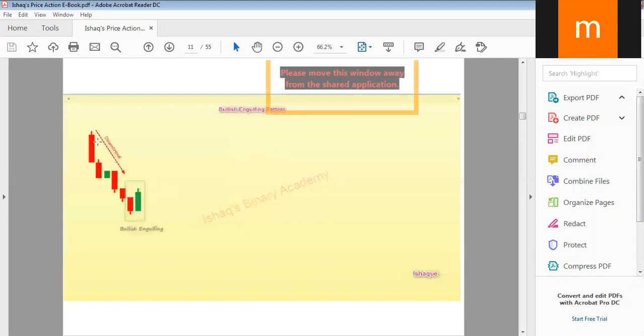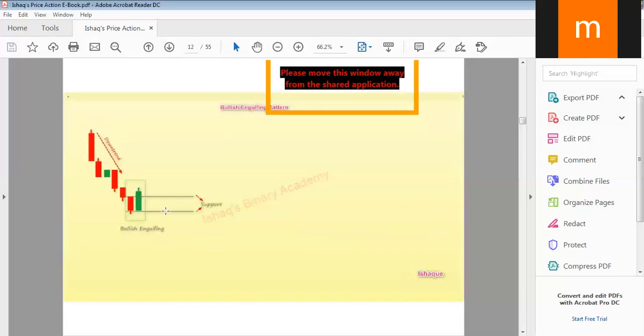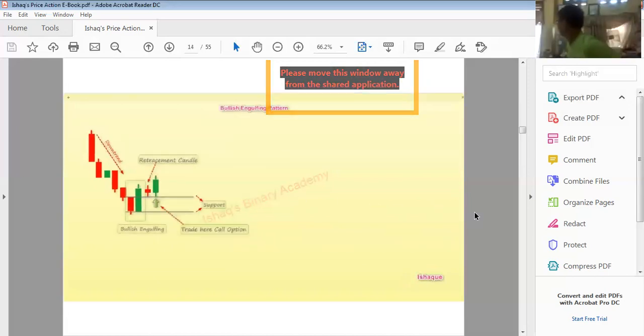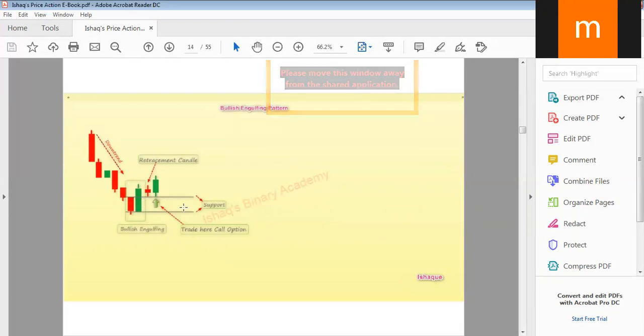This slide means you are coming from the downtrend, and you found a bullish engulfing pattern. After a bullish engulfing pattern, you must plot support and resistance lines, like I plotted here. After plotting the lines, wait for the retracement candle, like here. When the retracement candle comes and closes above, then wait for the call option. This is the process of trading the bullish engulfing.